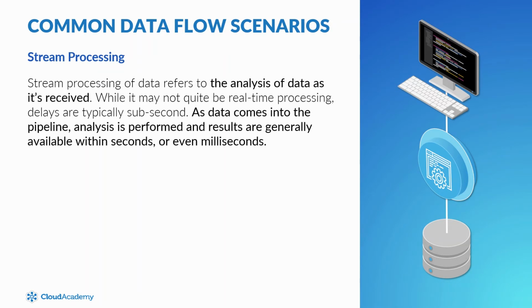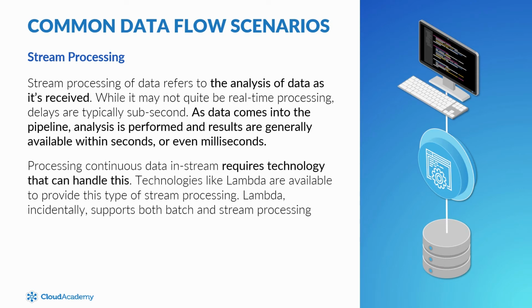Stream processing of data refers to the analysis of data as it's received. While it might not necessarily be real-time processing, delays are typically sub-second. As data comes into the pipeline, analysis is performed and results are generally available within seconds or even milliseconds. Processing continuous data in stream requires technology that can handle this. Technologies like Lambda are available to provide this type of stream processing. Lambda, incidentally, supports both batch and stream processing.